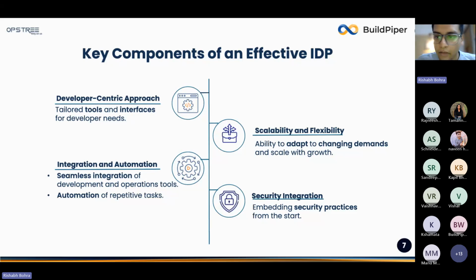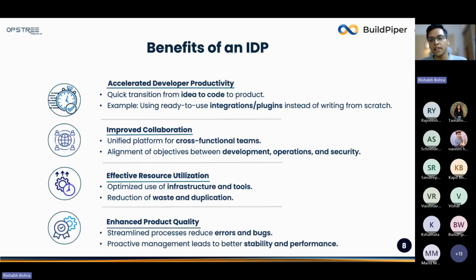But at the end of the day, if these dependencies are not vetted properly, not scanned properly, it can lead to backdoors or vulnerabilities that could be critical for the infrastructure of an organization. So these are the key components of an effective IDP, bringing multiple use cases and multiple tools into the picture.